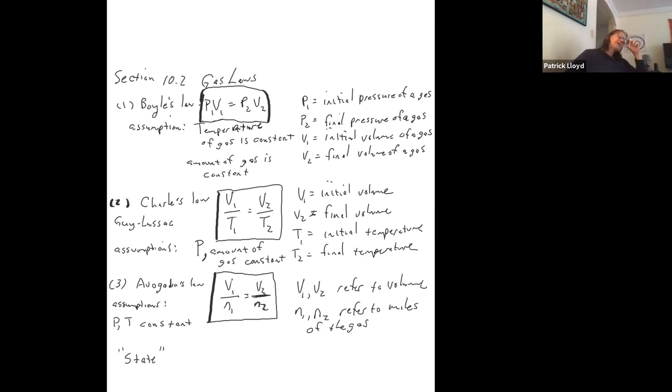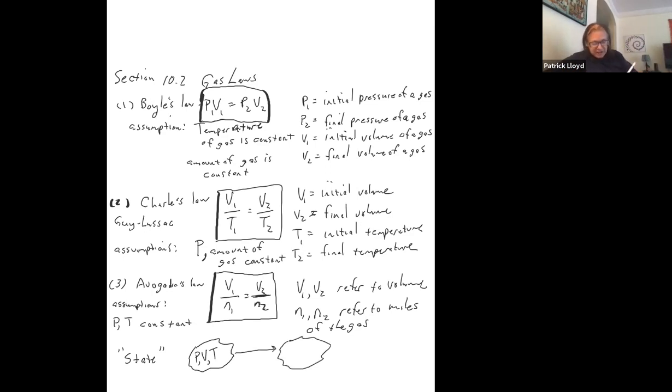Now, in chemistry, when we use the term state, we often refer to whether something is a solid, liquid, or gas. But in terms of gases, we can talk about the state as being some combination of pressure, volume, and temperature. And that would be called the state. So for example, I might say the pressure is 1 atmosphere, the volume is 2 liters, and the temperature is 20 degrees Celsius. That would be a state. And then we change the state of the gas.